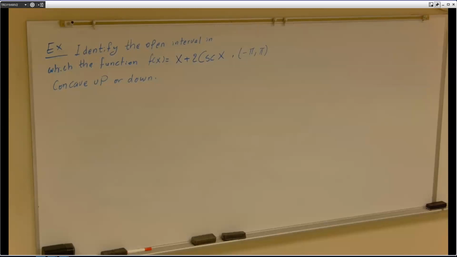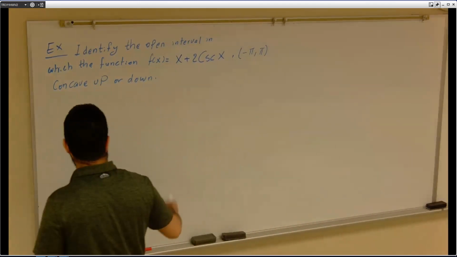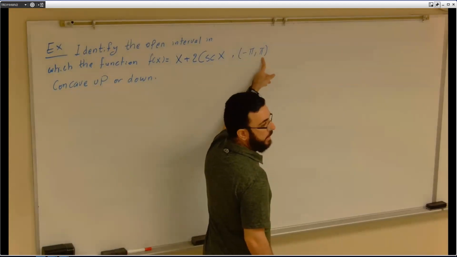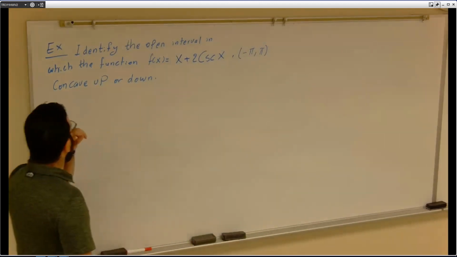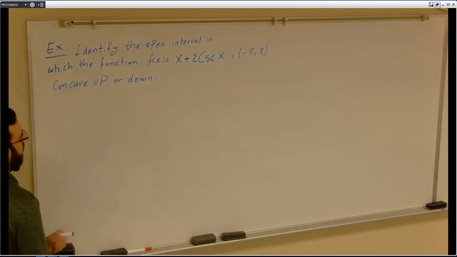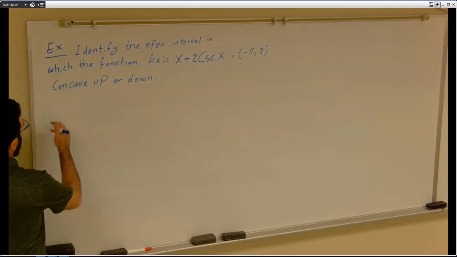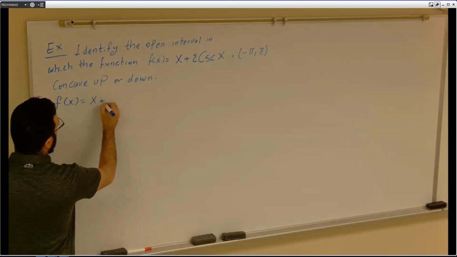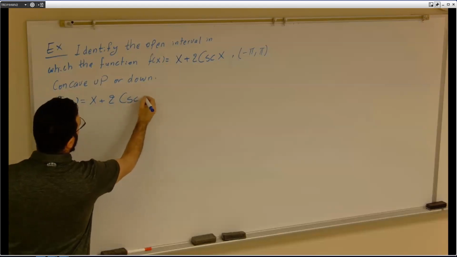So find the open interval in which the function f(x) = x + 2 cosecant x. And because we're now working with radian circles, they're telling you to work between -pi and pi. We need to find the interval where the function is concave up or down. So here's my function, f(x) = x + 2 cosecant x.